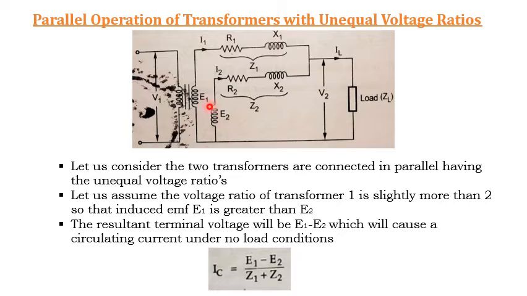If E1 is greater than E2, what is the resultant terminal voltage? The resultant terminal voltage will be written as the difference between these two, that is E1 minus E2, which will cause a circulating current here under no load condition. Now what is the circulating current here?